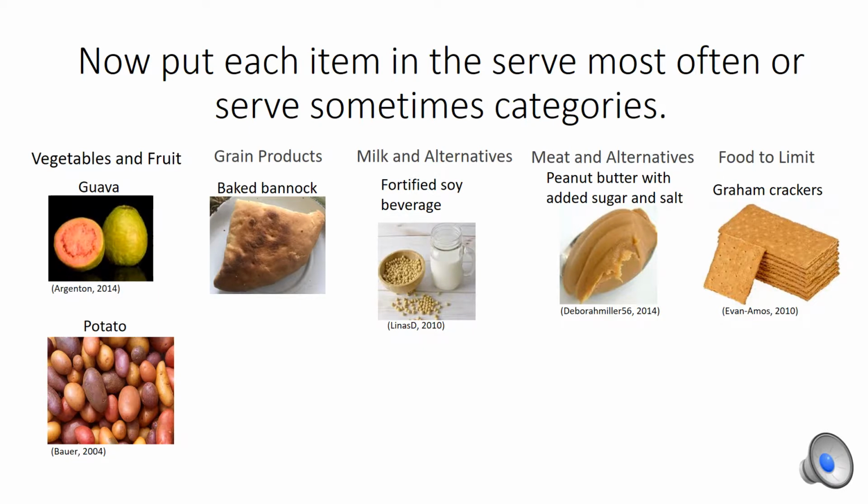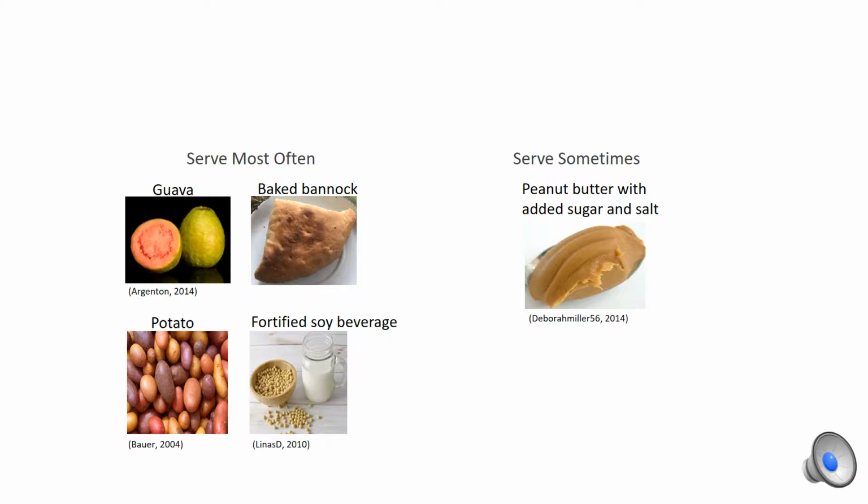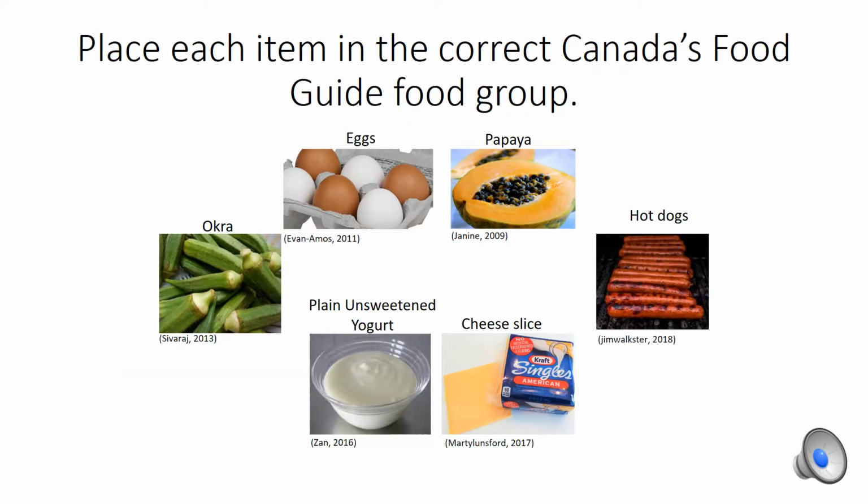Now let's put each item from the food groups in the serve most often or serve sometimes categories. Guavas, potatoes, baked bannock, and fortified soy beverages belong in the serve most often category, whereas peanut butter with added sugar and salt is a serve sometimes food. Here is another example. Let's place each item in the correct Canada's Food Guide food group.